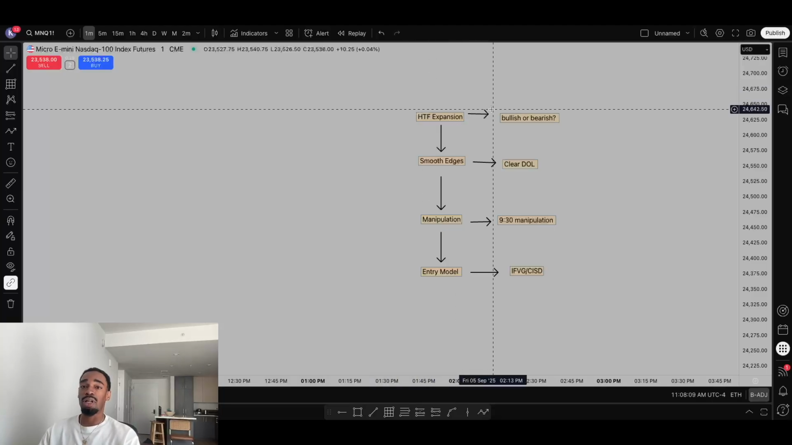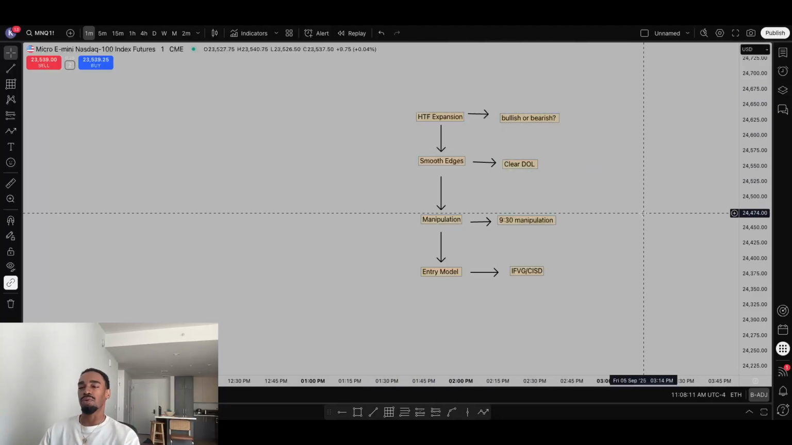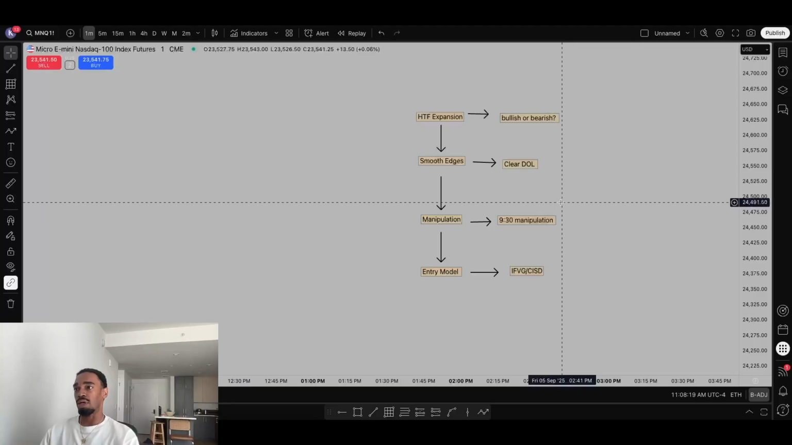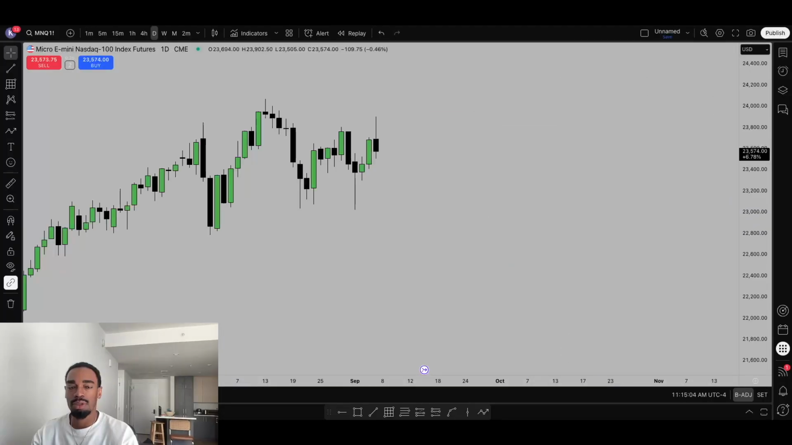So knowing all of this, I now want to walk you through the setup that I took today, that I ended up taking a really nice winner on, and then also was able to result in being up around $2,000 on the week. All right, so to get into the trade review for today, the first thing that I want to note is where are we expected to expand to on the higher time frame.